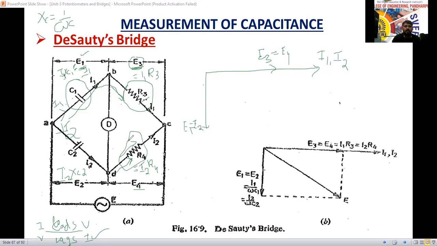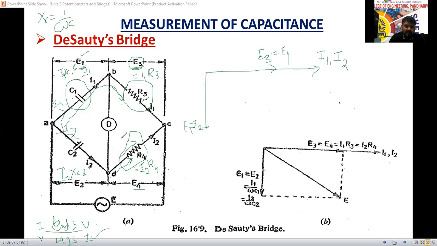Here, E1 equal to E2, then E3 equal to E4, so both are in phase. The current I1 and E3 are in phase, and current I2 and E4 are in phase. So this is for the resistive load, and this is for the capacitive load.